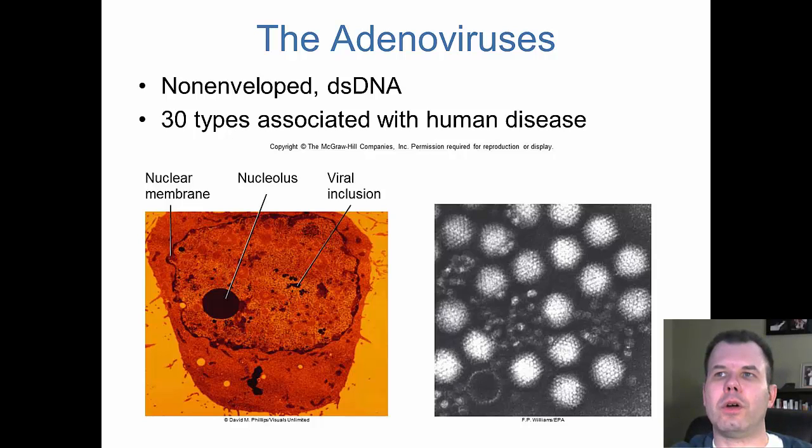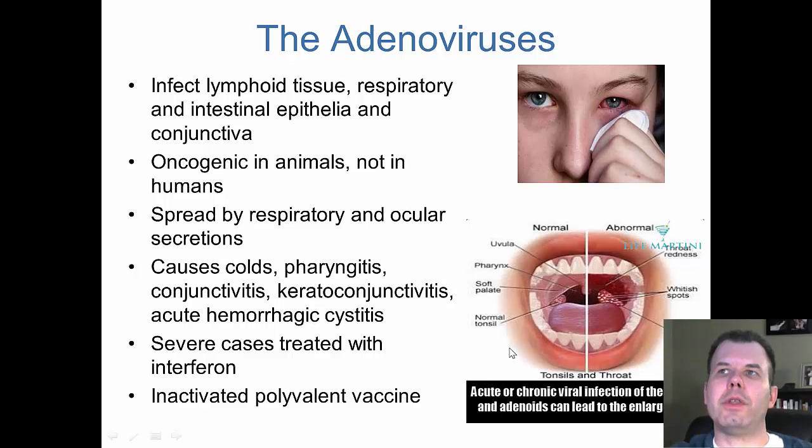Okay? So the adenoviruses are non-enveloped double-stranded DNA, and there are about 30 that are associated with disease in the adenovirus disease. Here you can see no envelope around the electron microscope. You can see the capsid and the icosahedral that you see associated with it. Some of the diseases that are associated include lymphoid tissue, respiratory, and intestinal epithelia, and conjunctiva. Oncogenic in animals, not so much in humans, and it's spread through respiratory and ocular secretions.